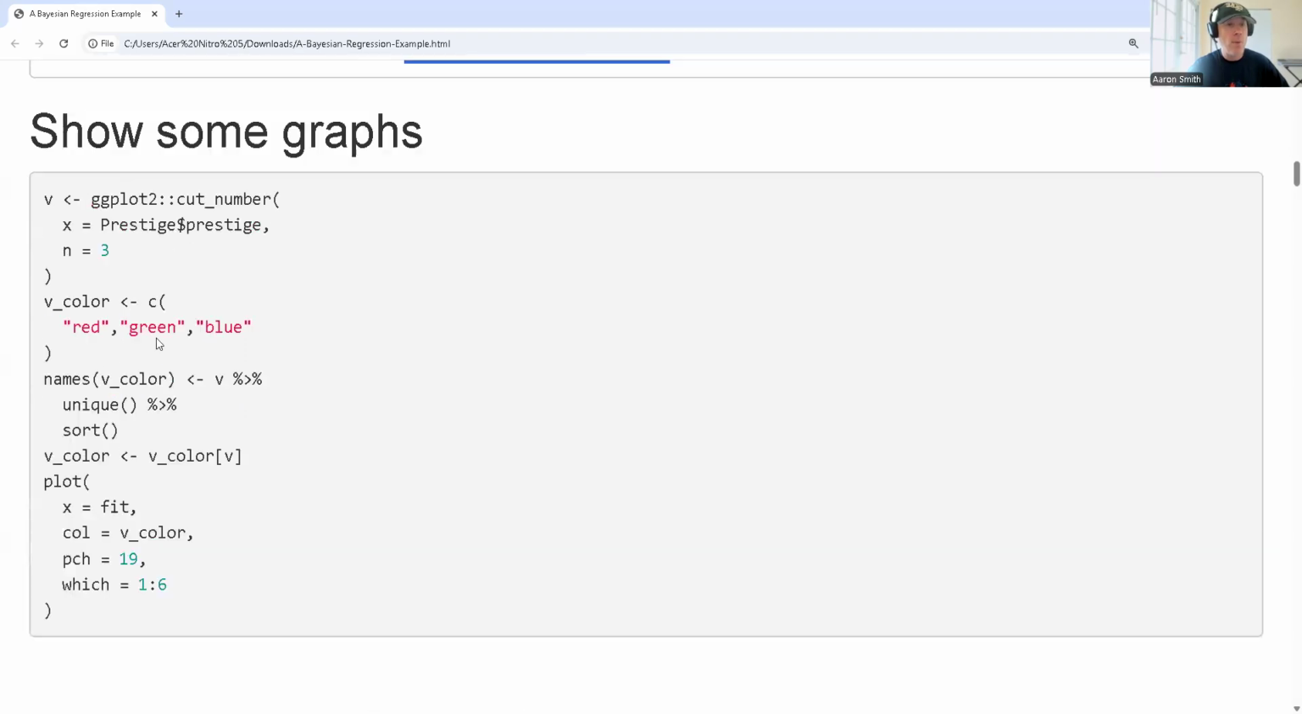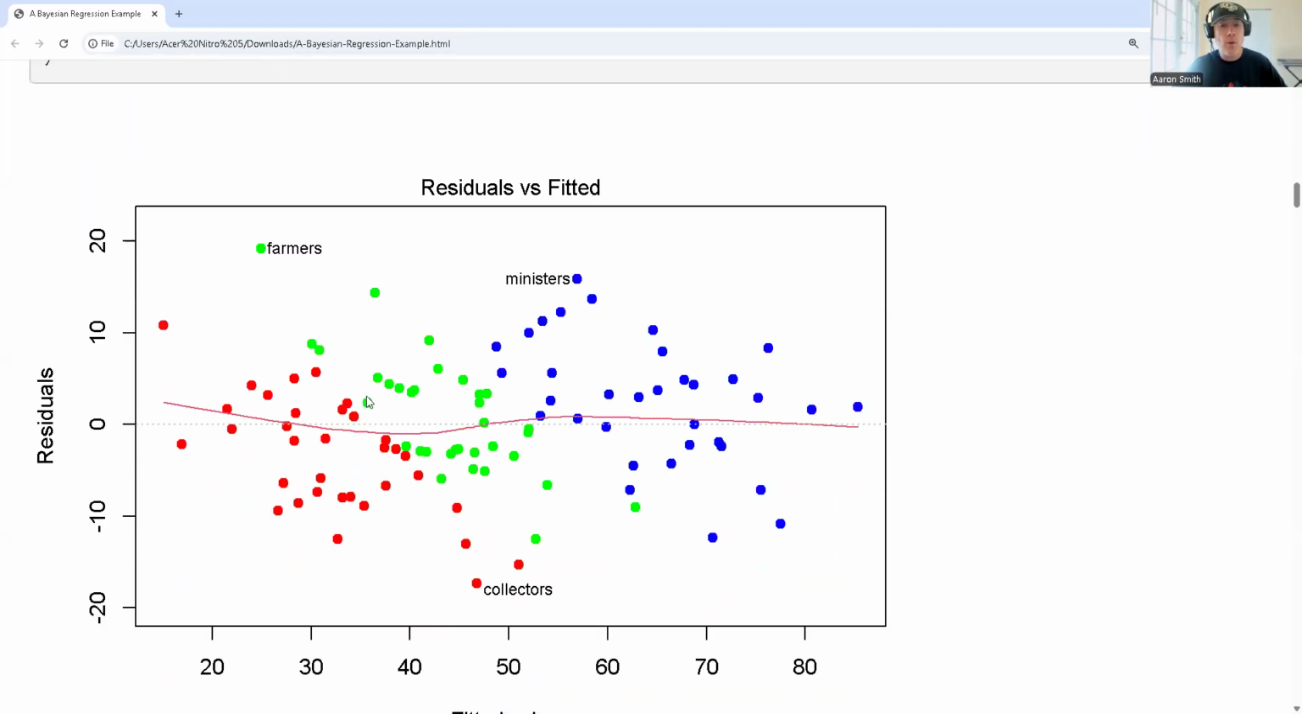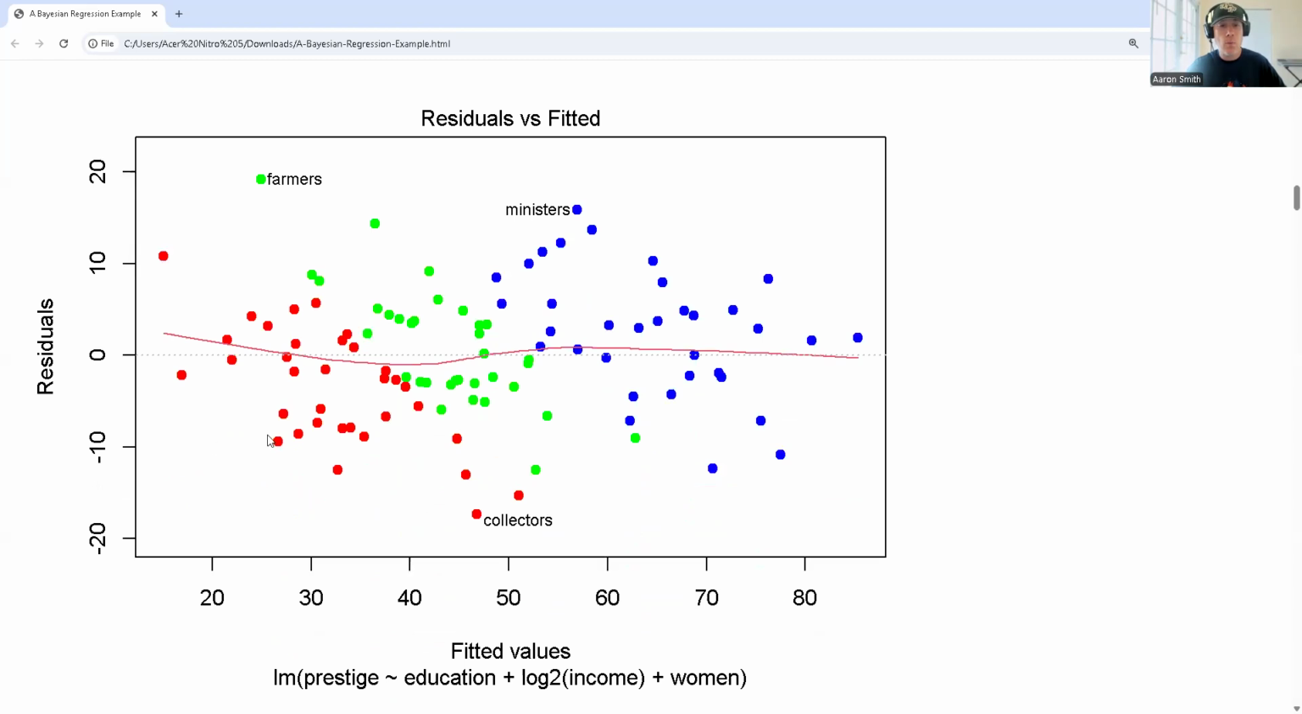I'm going to go through and color my dots red, green, and blue. These correspond to the lesser prestige third of the data, the middle prestige third of the data, and the upper third of prestige of the data. So red means lesser prestige, blue means greater prestige, and green is in the middle as I look at these plots.